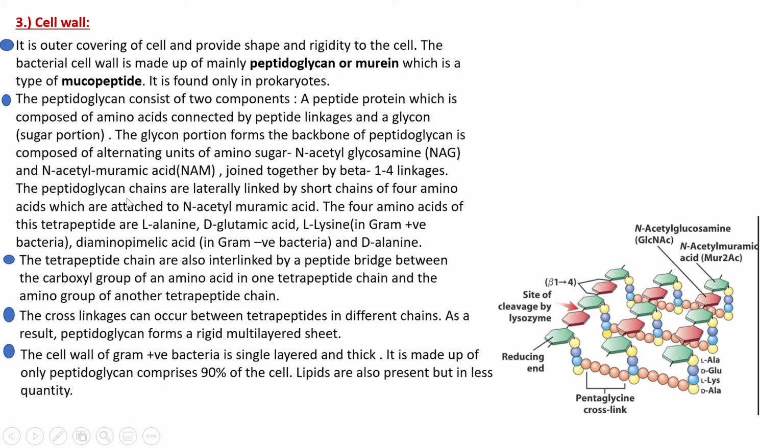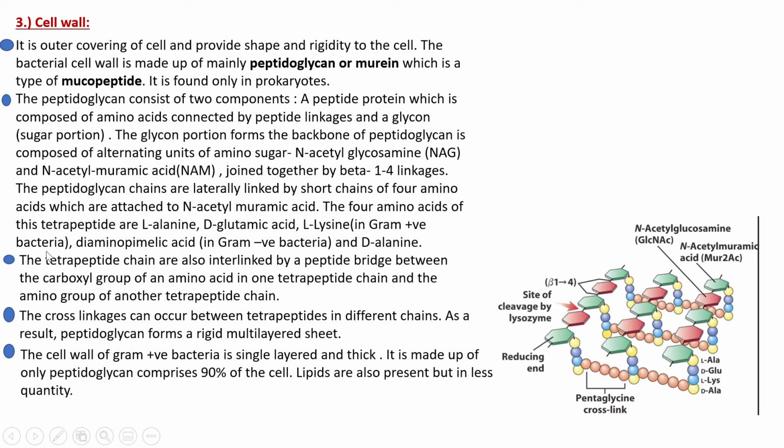The peptidoglycan chains are laterally linked by short chains of 4 amino acids which are attached to N-acetylmuramic acid. The 4 amino acids of this tetrapeptide are L-alanine, D-glutamic acid, L-lysine in gram-positive bacteria and diaminopimelic acid in gram-negative bacteria, and D-alanine.